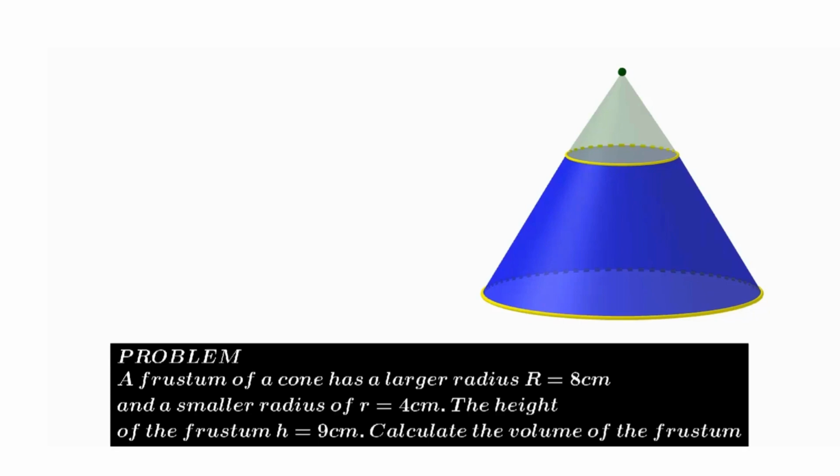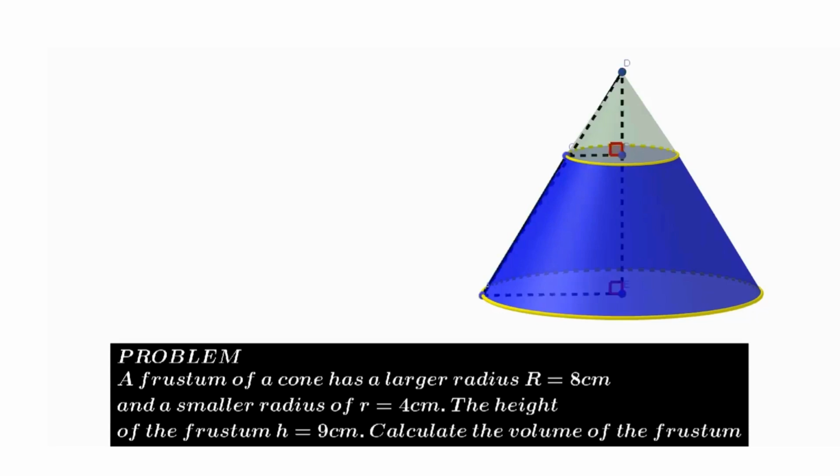Here we are told that a frustum of a cone has a larger radius R, which is 8 centimeters, and a smaller radius r equals 4 centimeters. The height of the frustum is equal to 9 centimeters. Calculate the volume of the frustum. So how do we achieve that?